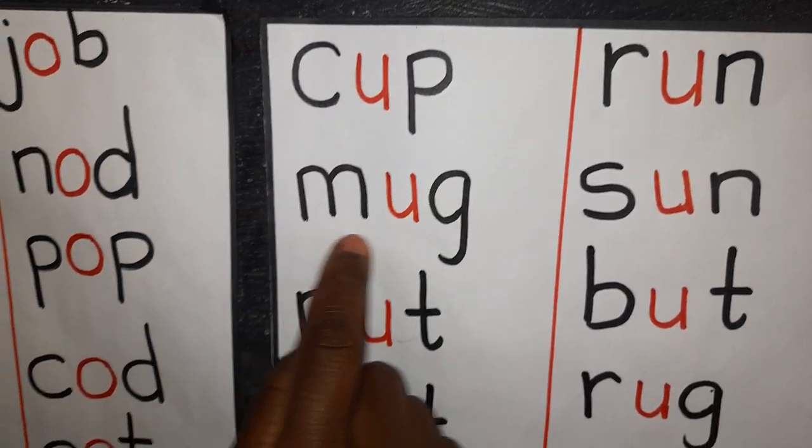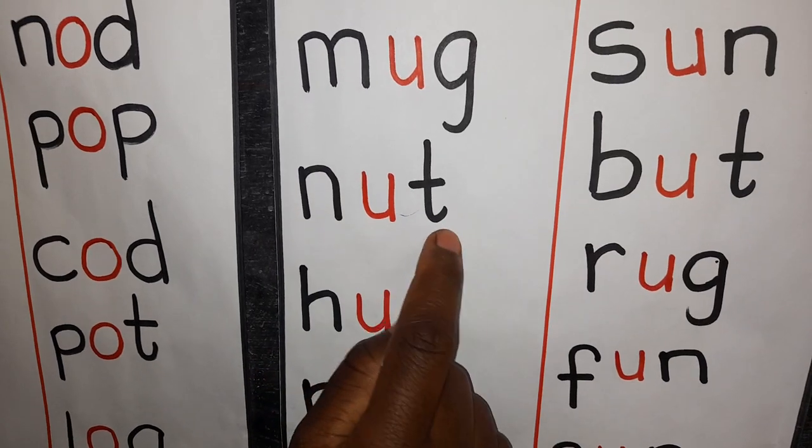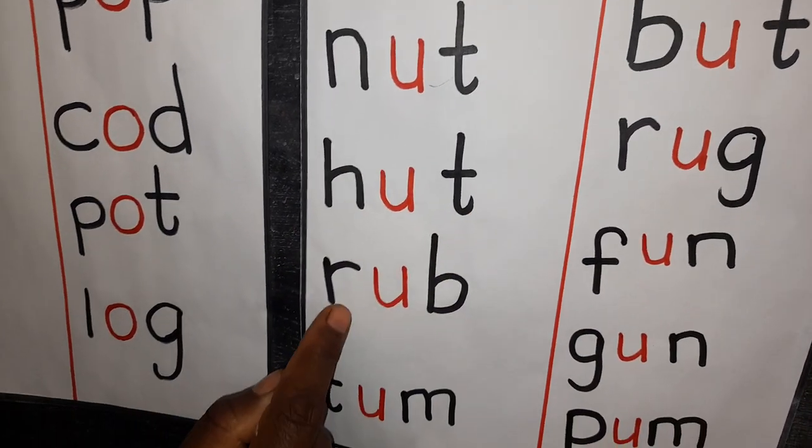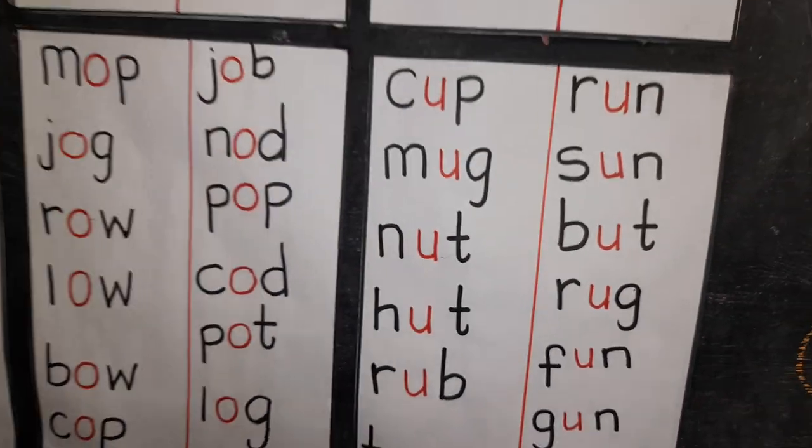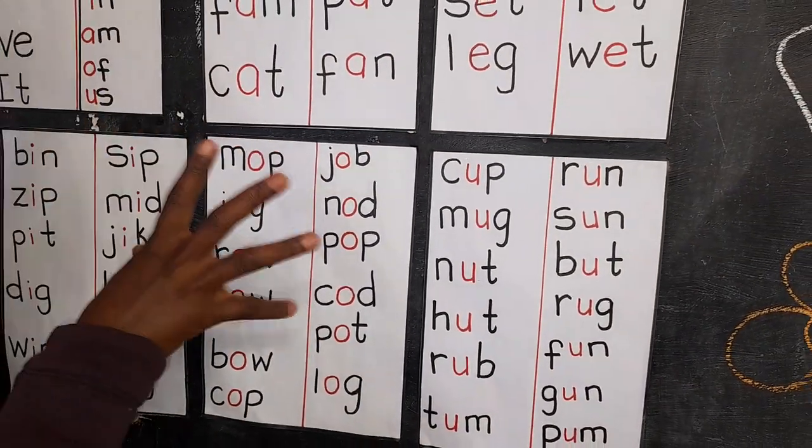Cup, mug, nut, heart, rub, thumb. All these words, guys, we read them, they are called three-letter words.